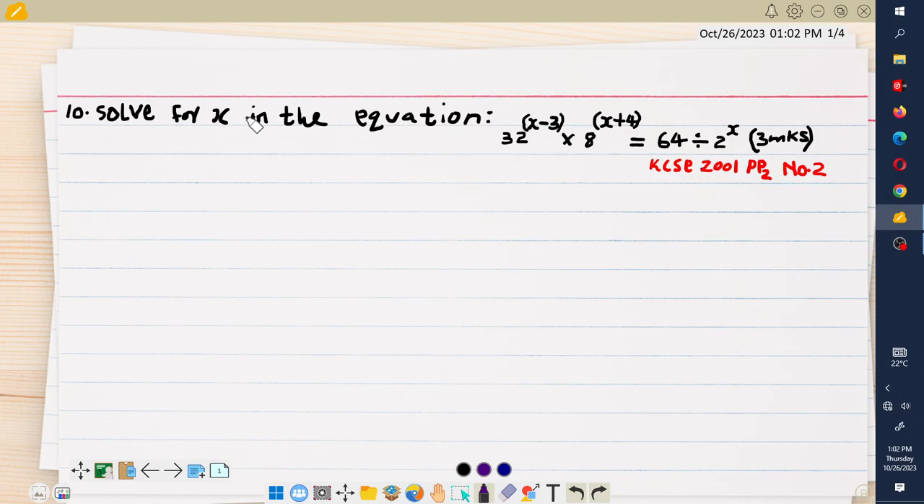We are told, solve for x in the equation 32 to the power of x minus 3 multiplied by 8 to the power of x plus 4 is equal to 64 divided by 2 to the power of x. The first thing we're going to do is to break down these values to the smallest possible base. You can see that 64, 2, 8 and 32 can all be expressed to a base of 2. Therefore, I'll look at the factors of 64. I'll start with 2.